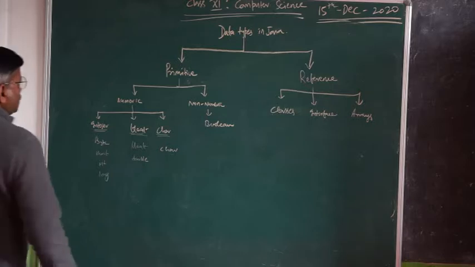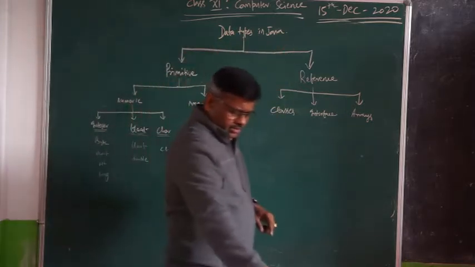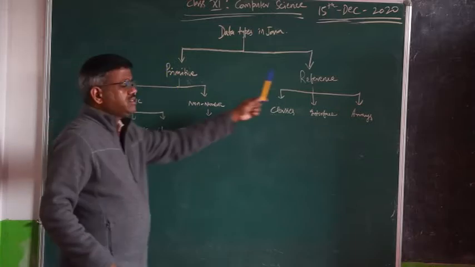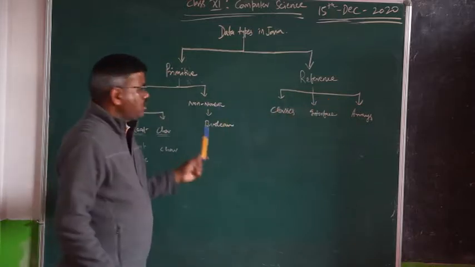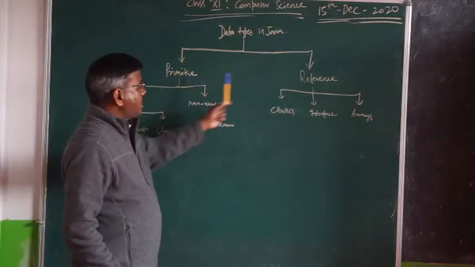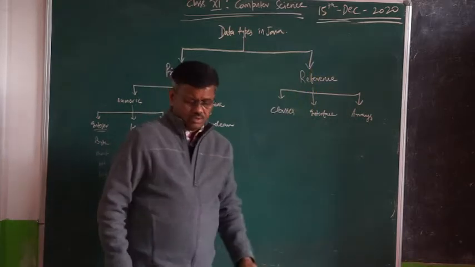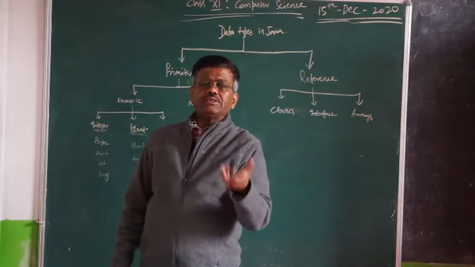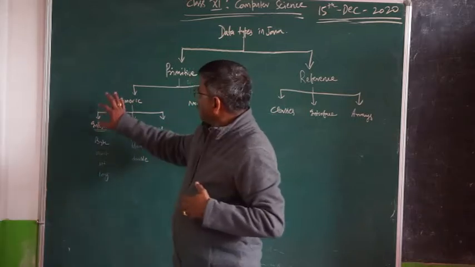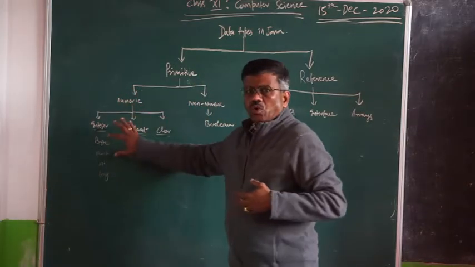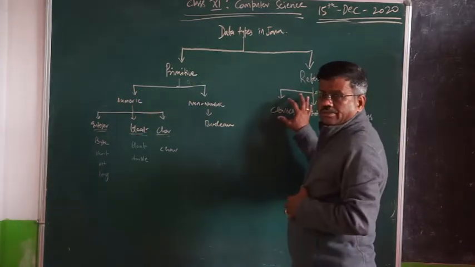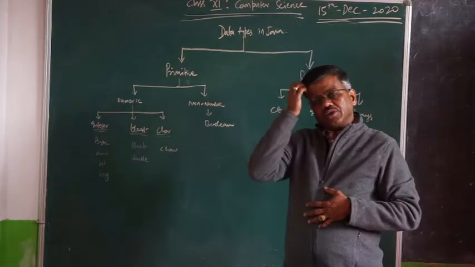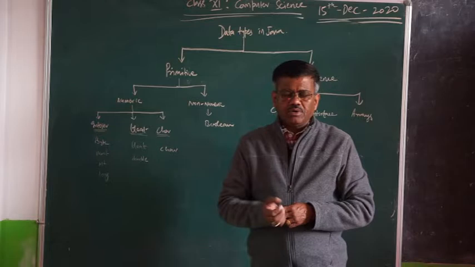Data types in Java. The 2 major classifications are primitive data type and reference data type. What do you mean by primitive? Basics, fundamentals, right? With the help of these primitives, others are built. They are called reference data types, right?